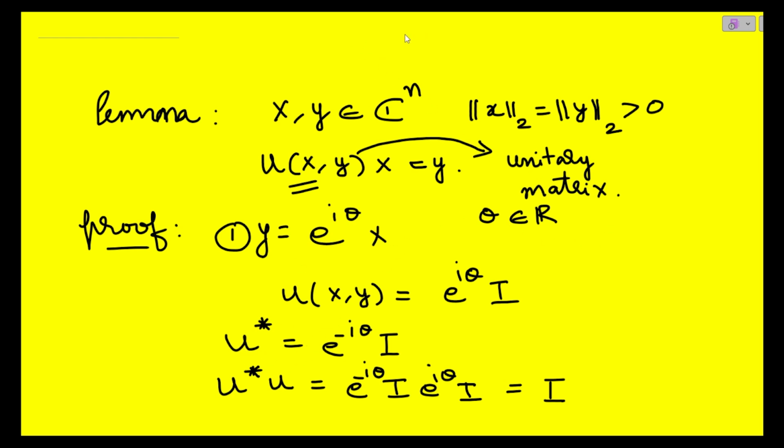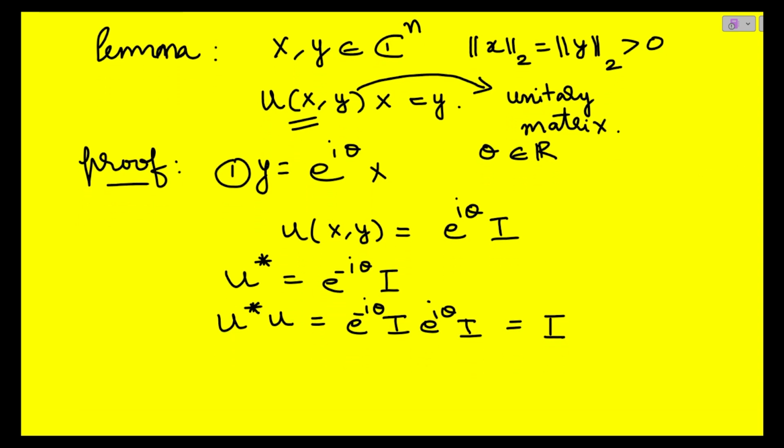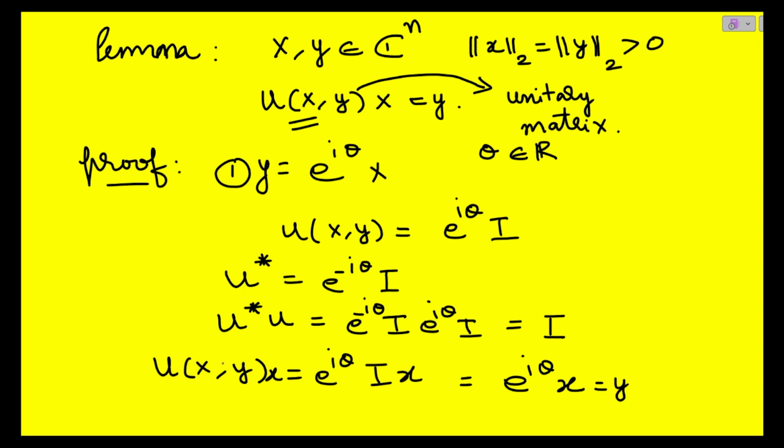So the other thing that we need to check is whether we get y. So does U transform x to y, right? So it can be seen because U x is e to the power i theta times I. Now, if you multiply x on both sides, X is a vector. So when you multiply it, because this is identity, you have e to the power i theta times x, right? And e to the power i theta x is nothing but y, right? So we see that this unitary matrix does transform x to y, right?